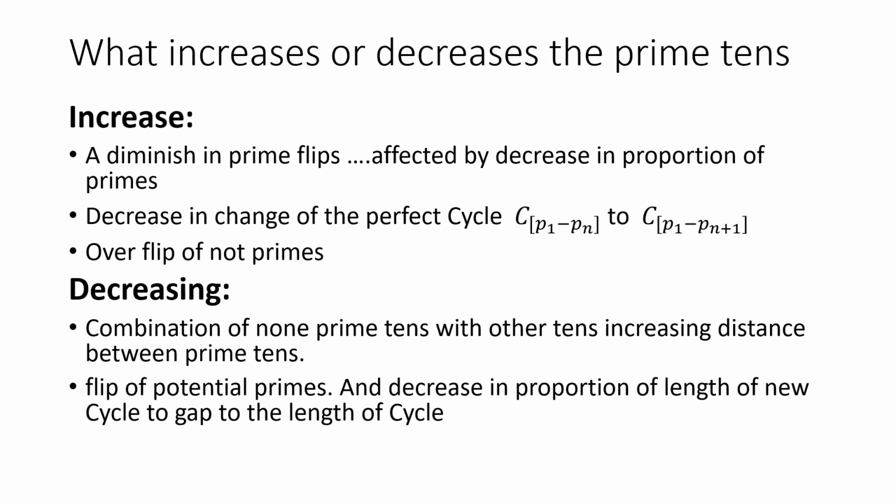Overflip of not primes. Decreasing combination of non-prime tens with other tens, increasing distance between prime tens. Flip of potential primes and decreasing proportion of length of new cycle to gap of the length of the cycle.